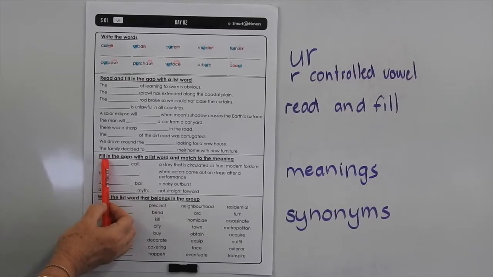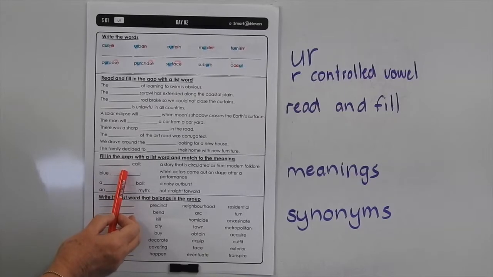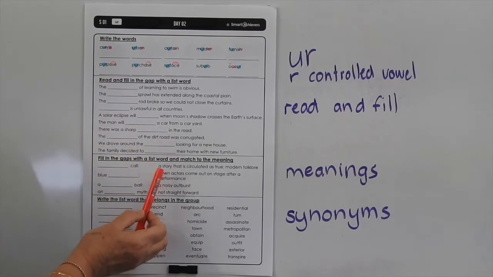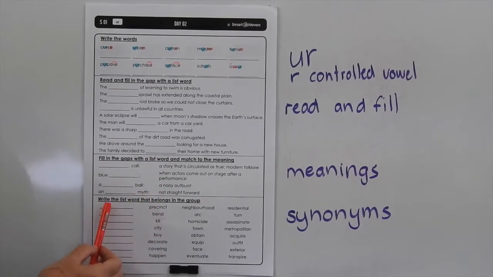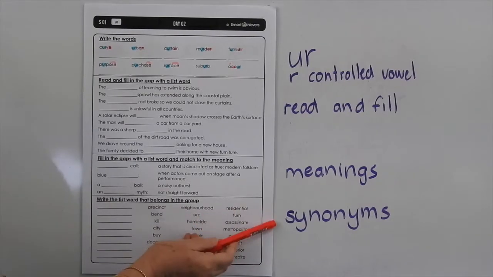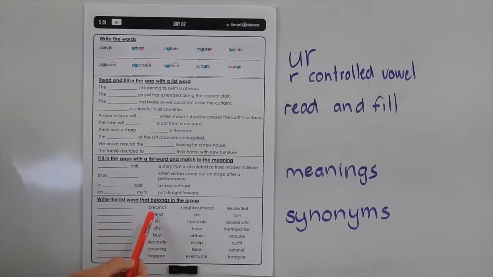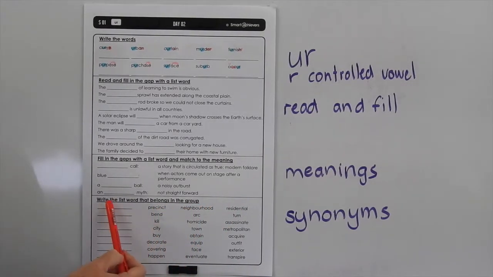Then down here, you've got to fill in the gaps with the list word and match the meaning. So see if you can work out what each of these words would be from the list above, and then link them. Maybe use different colours to do that linking. Down here, we've given you the synonyms for some of these list words. You have to work out which list word matches these words that we've given you, three for each word. Okay, so have a think about that.